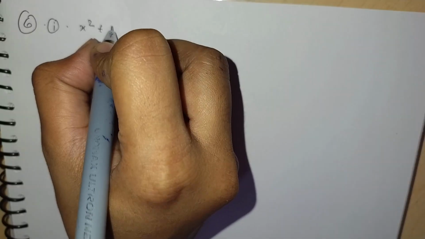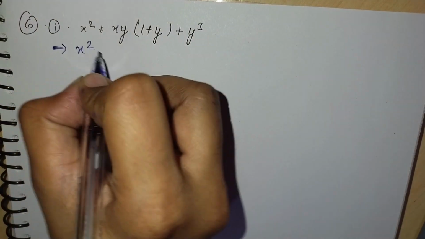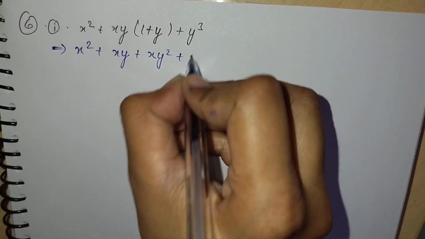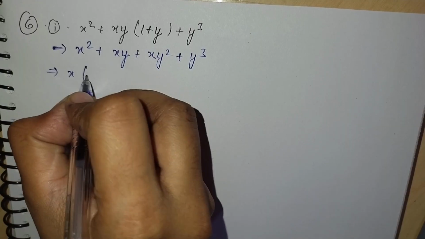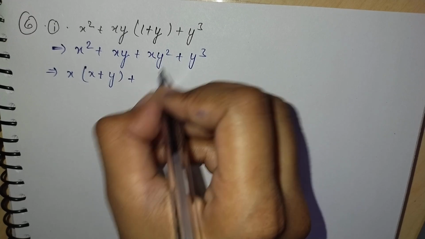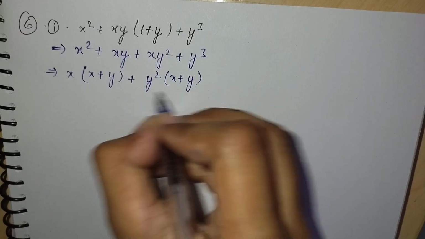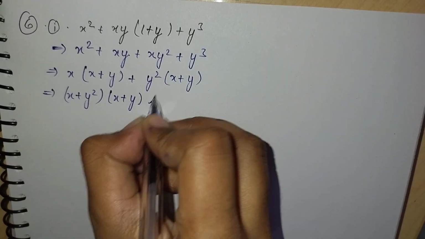Now let us solve the sixth question, which is x square plus xy, plus xy square plus y cube. So here we will get x square plus xy plus xy square plus y cube. Taking x as common, we will get x plus y. Taking y square as common, we will get y square and here x plus y. We can write it as x plus y square and here x plus y as the answer in this question.